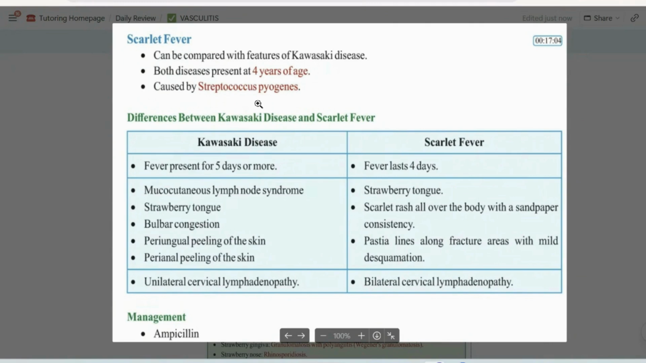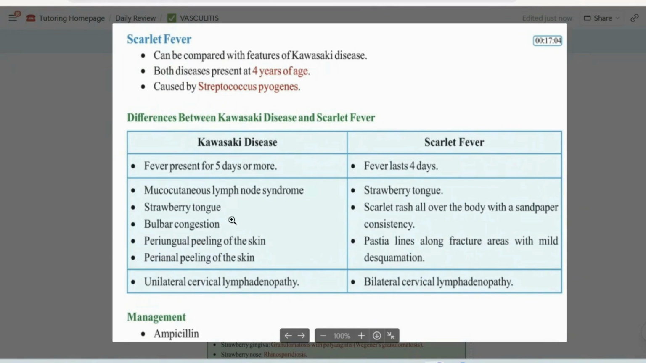Strep pyogenes with fever that lasts for less than 4 days. What did I say with Kawasaki? Greater than 5 days. Okay, so that's the first point of differentiation. It's self-limiting and it's usually for less than 4 days. This will respond to your paracetamol, right? Plus any sort of therapy like antibiotic therapy, right?